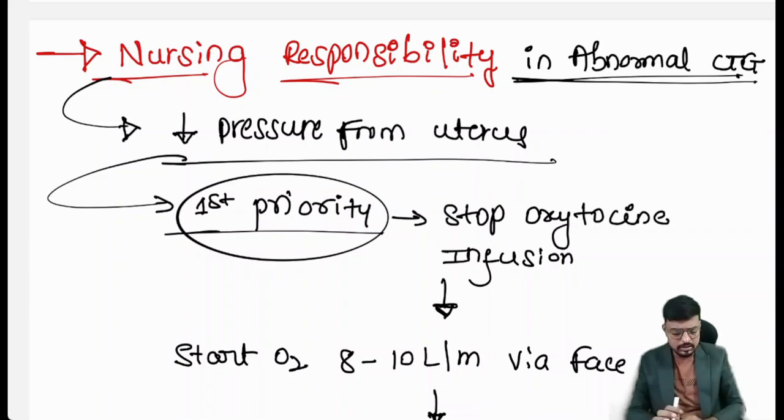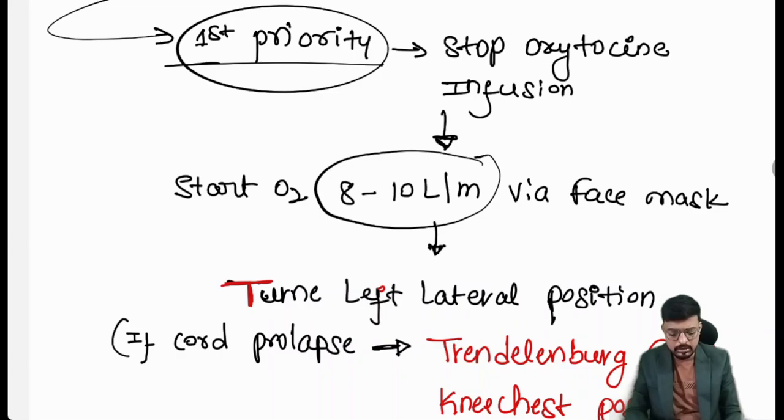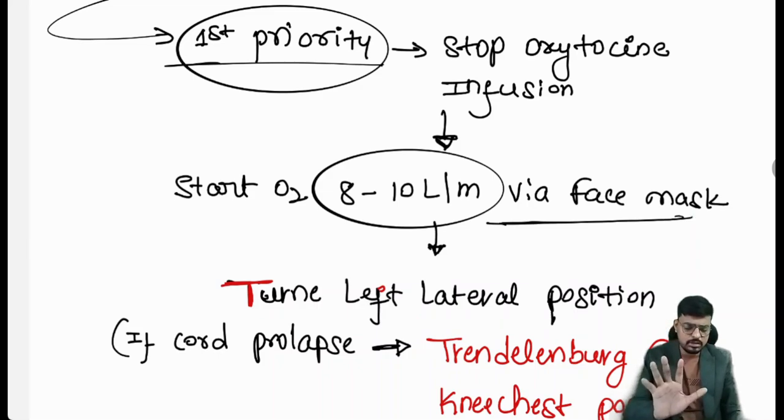Then the second priority is to immediately start oxygen. What is the rate of the oxygen? What we have to give is 8 to 10 liters per minute. We give this with a simple face mask.